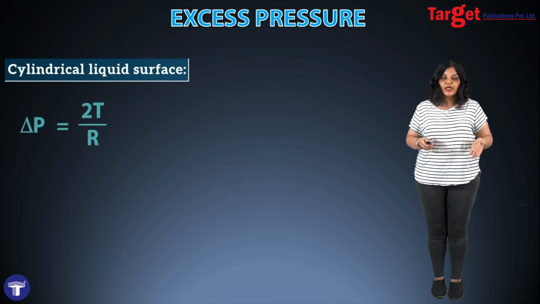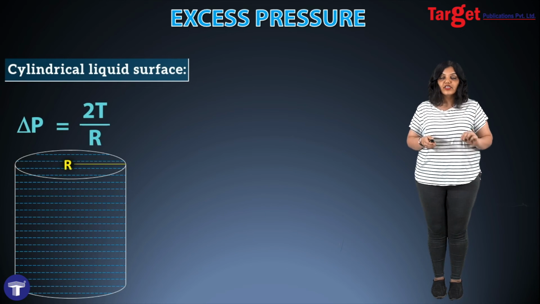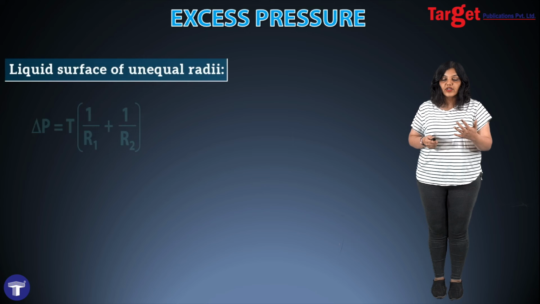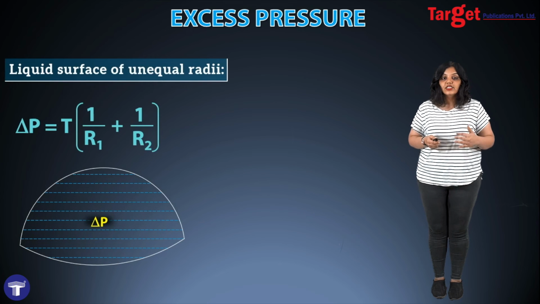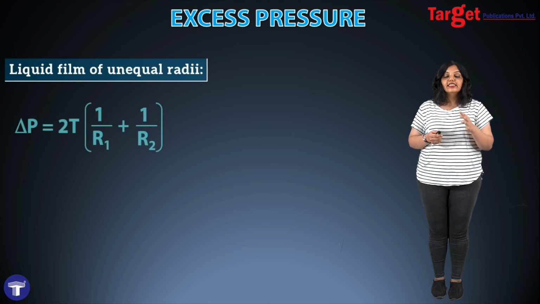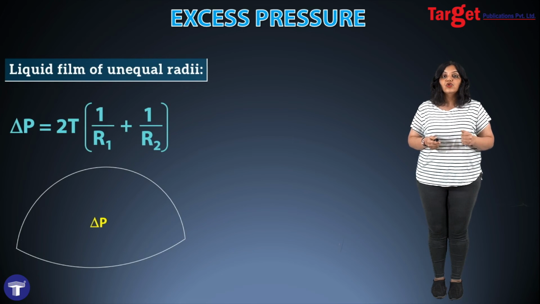Similarly, then the excess pressure for a cylindrical liquid surface is given by delta P is equal to 2T by R. For a liquid surface of unequal radii it is given by T into 1 by R1 plus 1 by R2. And for a liquid film of unequal radii it is given by 2T into 1 by R1 plus 1 by R2.